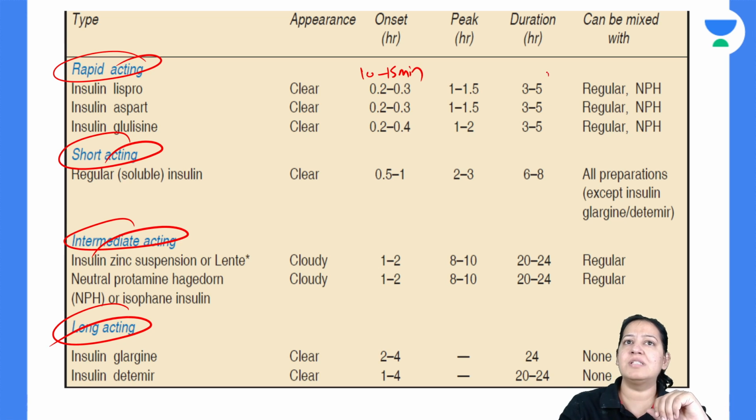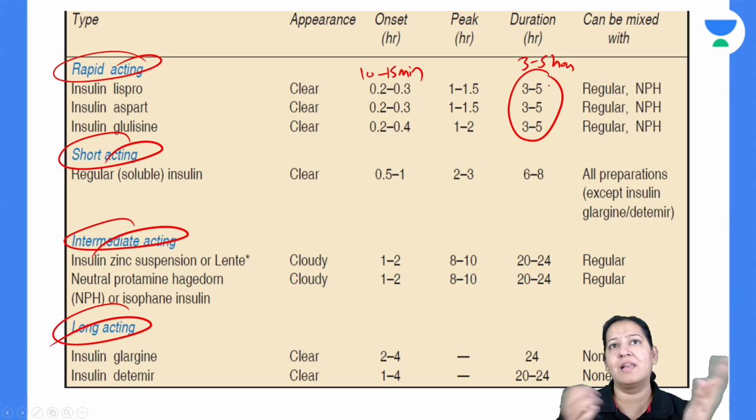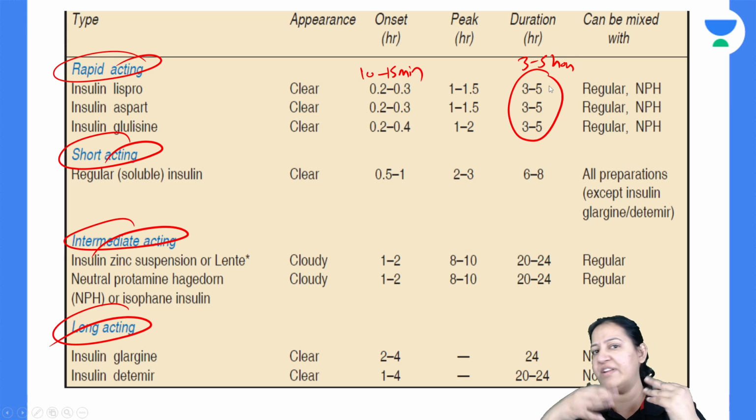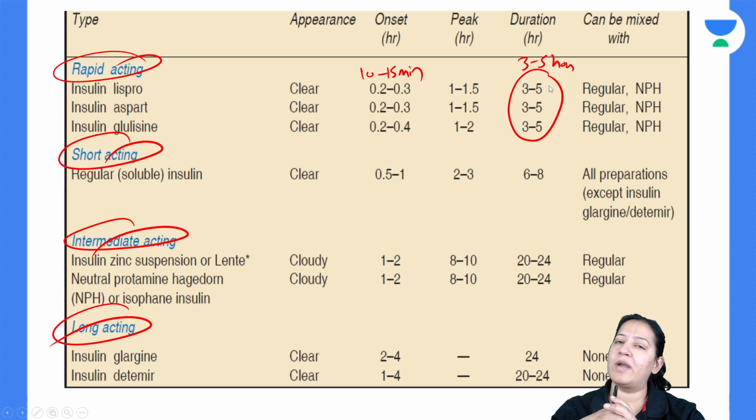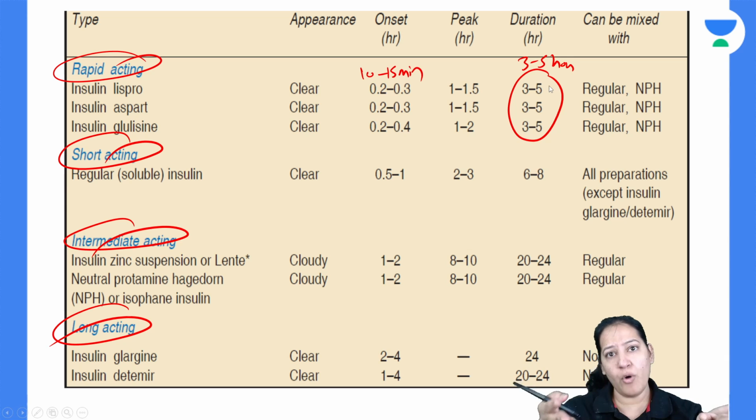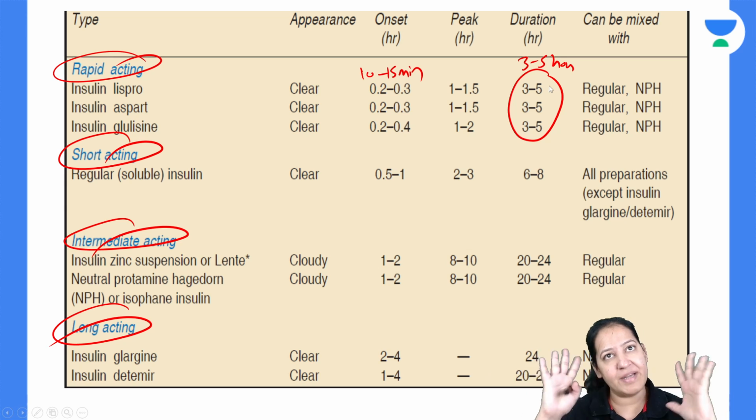And duration of action is 3 to 5 hours. For the next 3 to 5 hours, till the next meal, they are useful. So we eat every 3 to 5 hours. Now, we have breakfast in the morning at 8 o'clock. So after 4 hours, we have lunch at 2 o'clock. After 4 or 5 hours, we have dinner at 7 o'clock, 8 o'clock, right? So every 3 to 5 hours, we have some meal. So the inter-meal period is taken care of by it.